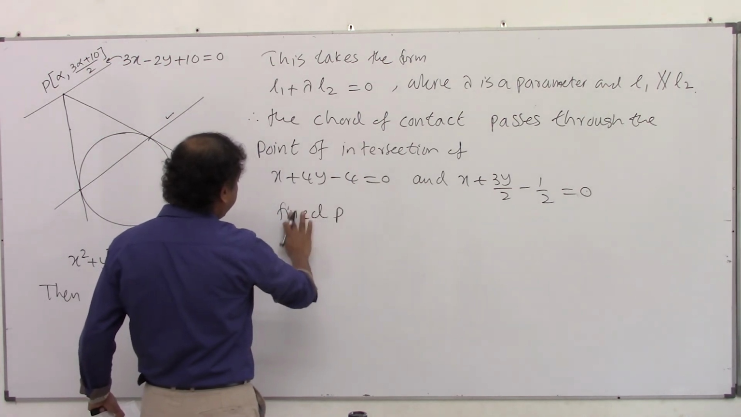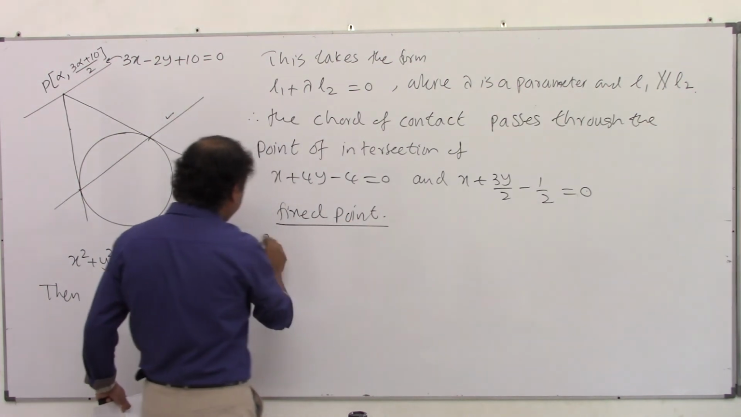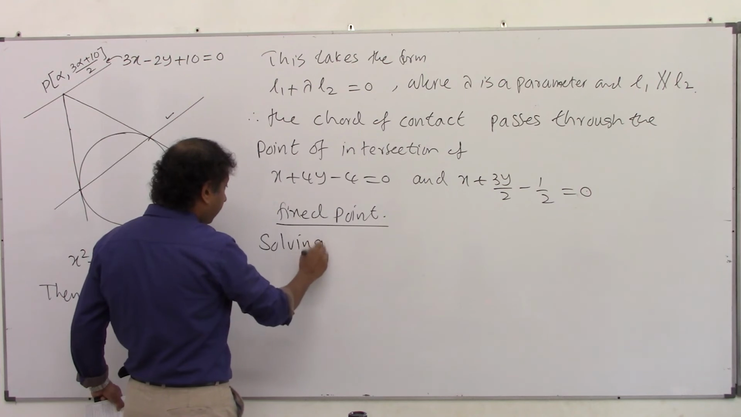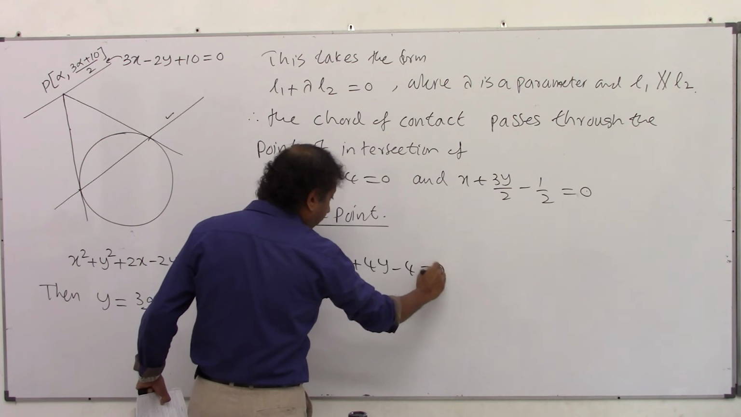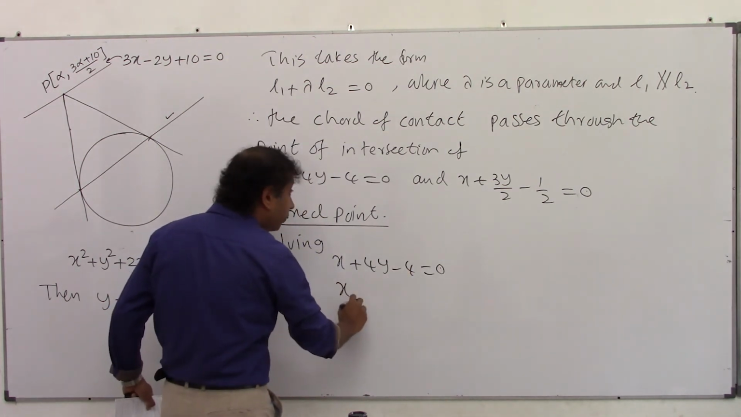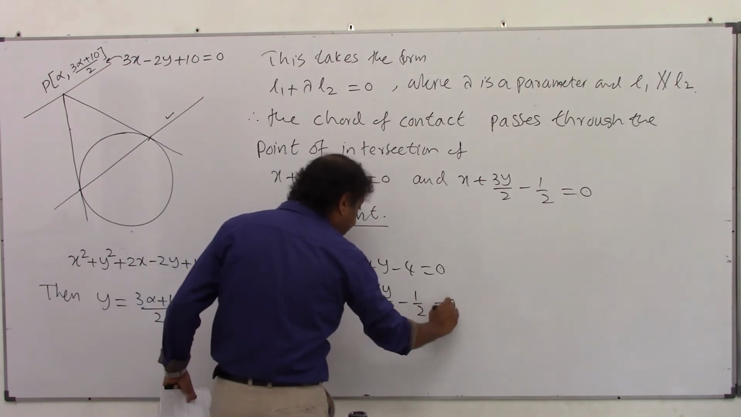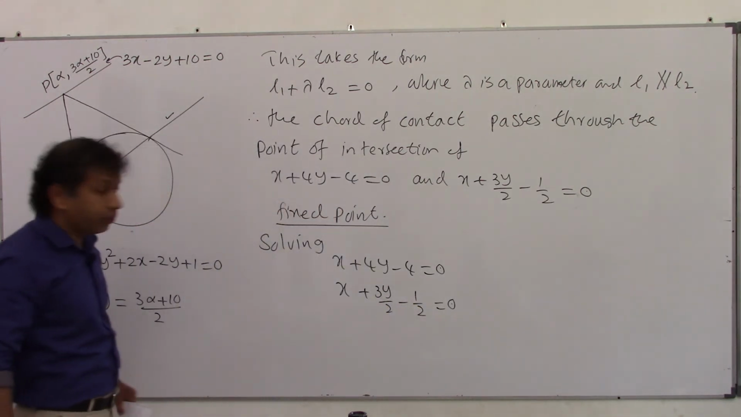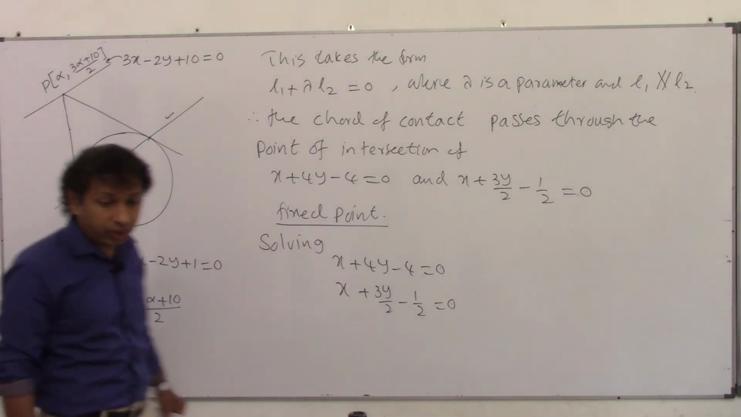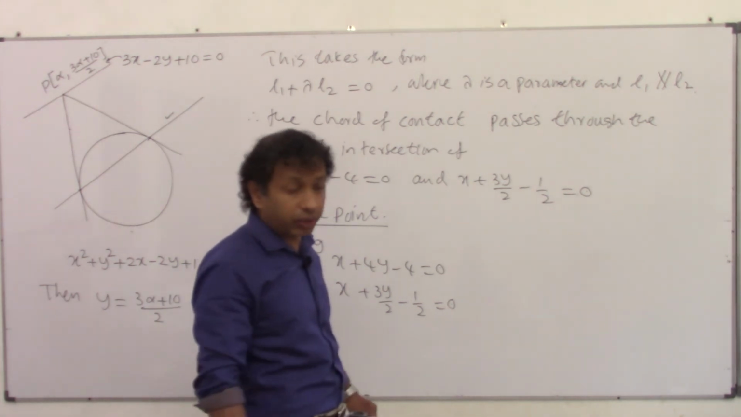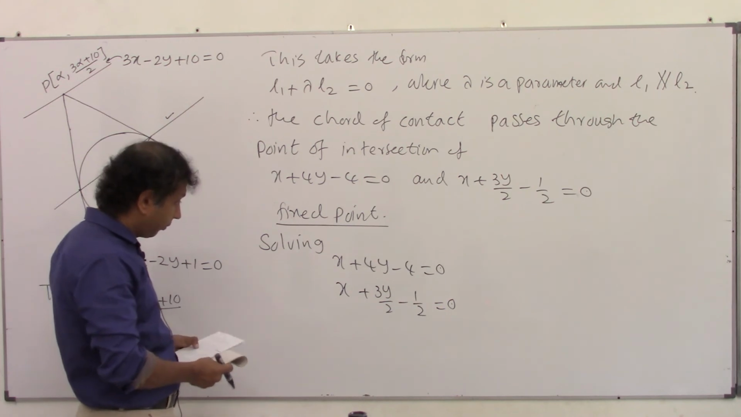The fixed point we can now find by solving x plus 4y minus 4 equals 0 and the other equation. From these two equations you get the x and y values. By the x value we get the x coordinate, by the y value we get the y coordinate.